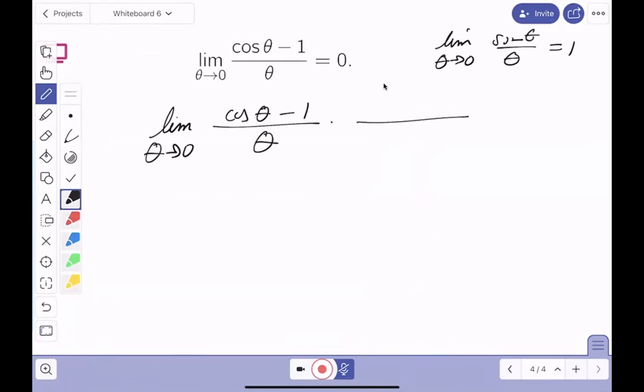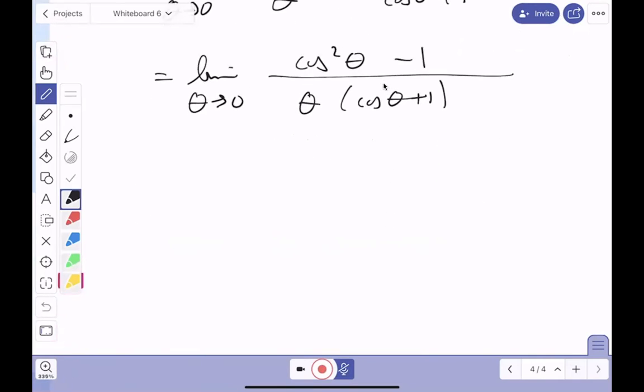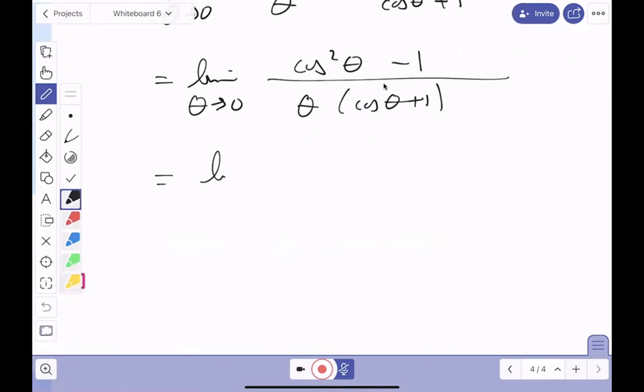I can multiply top and bottom by the conjugate of the top, which is cosine theta plus 1. Let's see if we can do that. Limit as theta goes to 0. The top is going to be cosine squared theta minus 1. That's a conjugate, by the way. And at the bottom, you get theta times cosine theta plus 1. I'm going to keep going through it because I can't do the limit yet. The top would be sine squared theta.